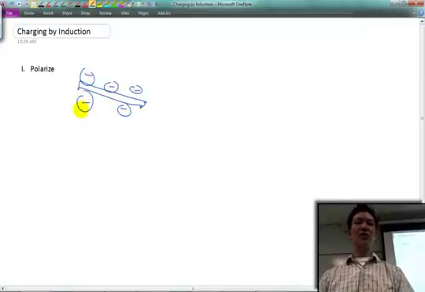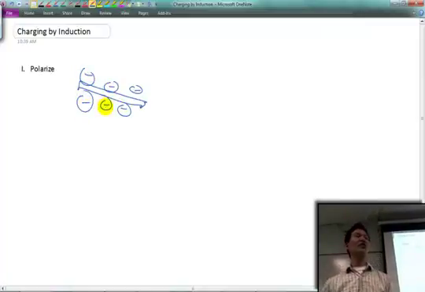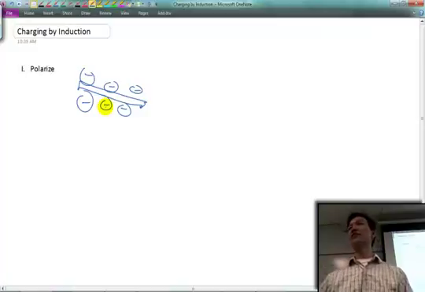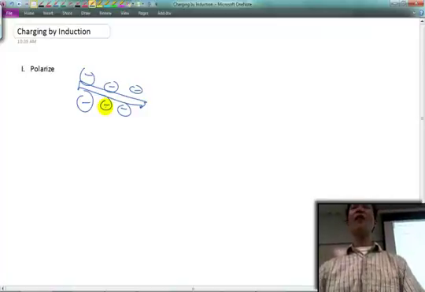And here's what it means to charge by induction. Induction means you never touch it directly. It means to charge indirectly, okay?